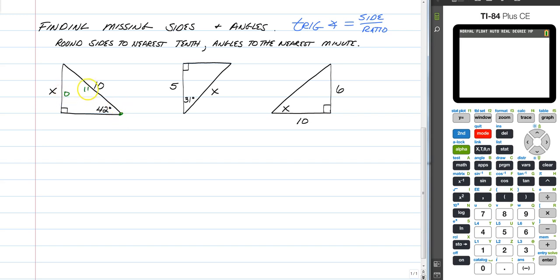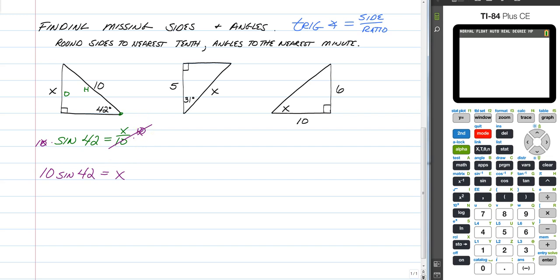We have an opposite and hypotenuse, so we're going to use sine. And of course, as I said, the angle always goes after it. So then that would be equal to opposite over hypotenuse, so x/10. So we're solving for x here. So if we're solving for x, we have to multiply both sides by 10. So we're going to have 10 times the sine of 42 is equal to x after those guys cancel.